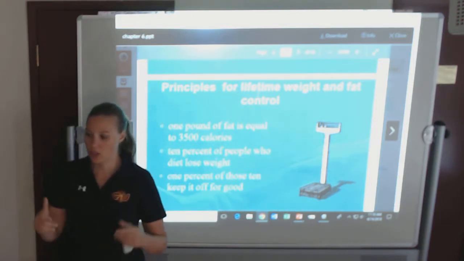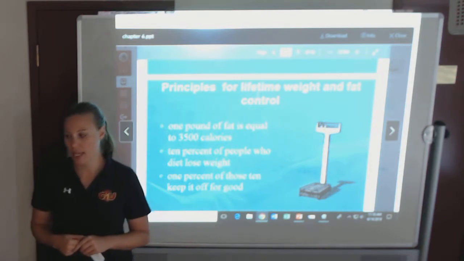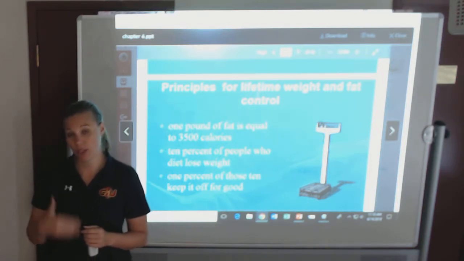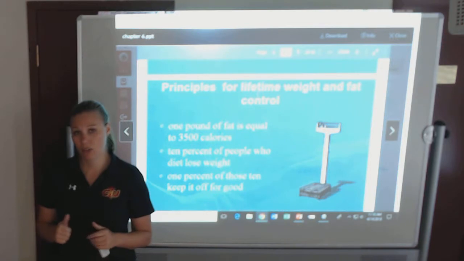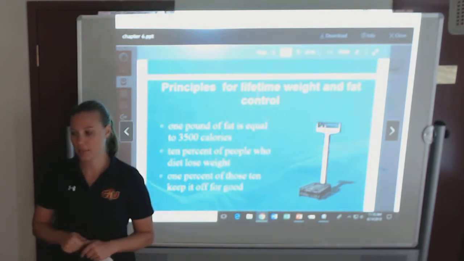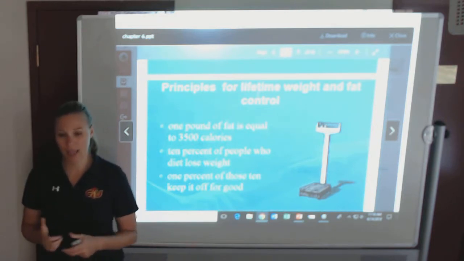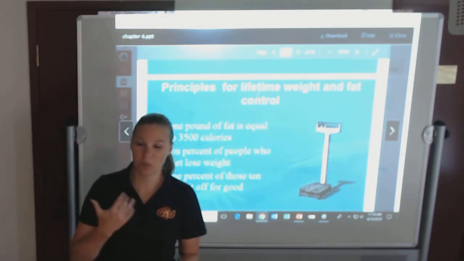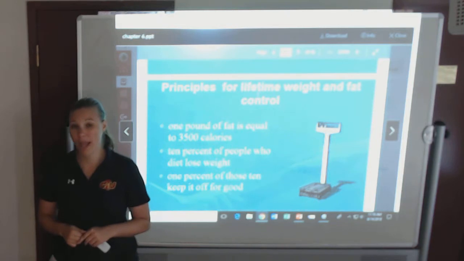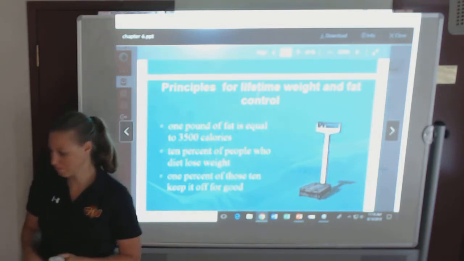So that 3,500 calories equals 1 pound of fat. If you decreased your caloric intake every day to meet that 3,500 calorie goal, then theoretically you should be able to lose an average of 1 pound a week of fat.